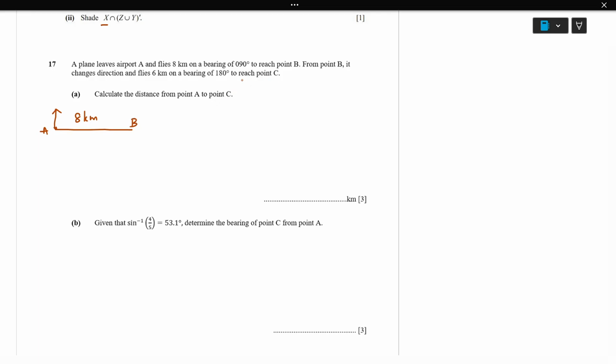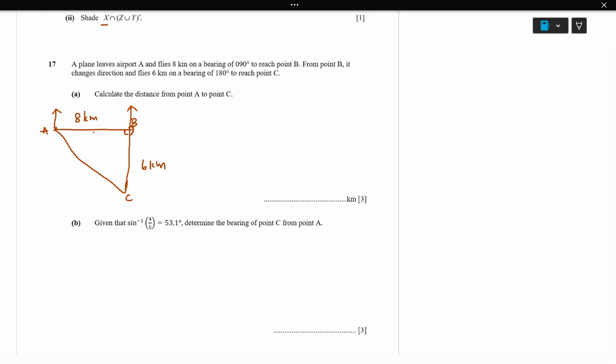From the point it changes direction and flies 6 kilometers on bearing 180 degrees. So this is the north pole. 180 is going to be straight down here because this is 180 degrees. So here is C. How many kilometers? 6 kilometers here on the bearing of 180 degrees and reached C. Calculate the distance from A to C.